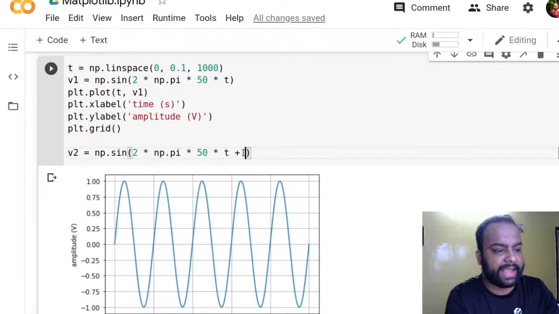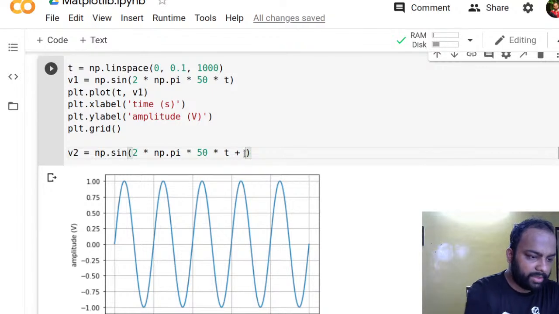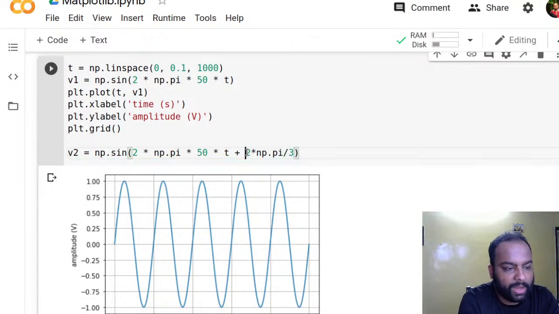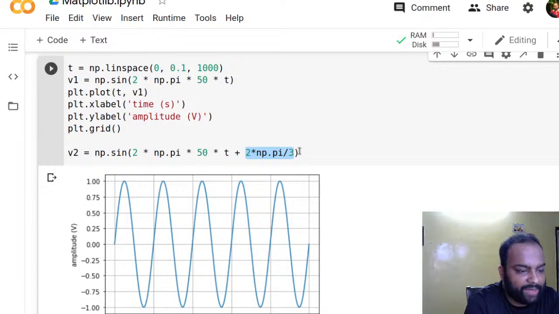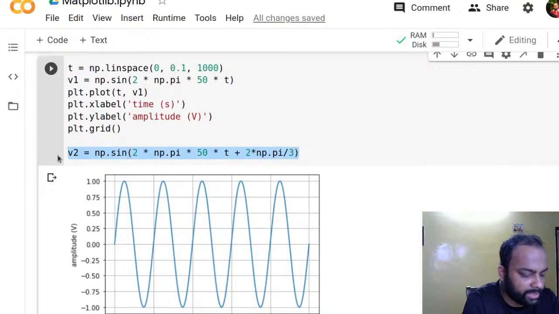Let's create a phase angle, for example, of 120 degrees. And of course, this sine only takes radians, so 120 degrees would be 2 star pi by 3. So that's 2 pi by 3, right? So we have another sine. Fantastic, right? This is the same sine wave but phase shifted by 120 degrees.